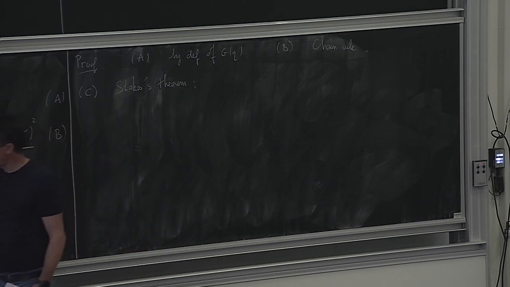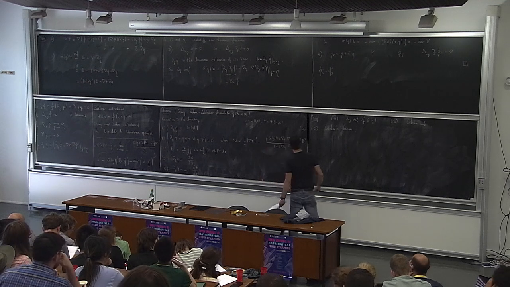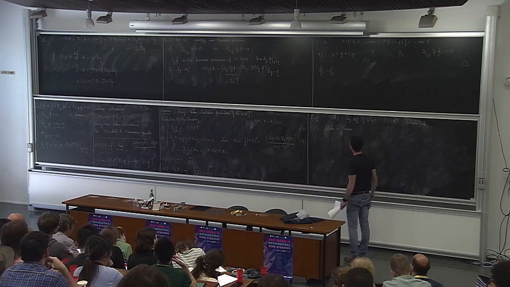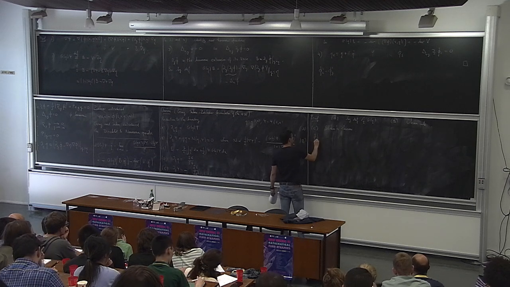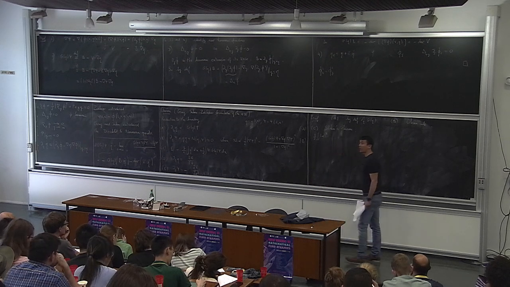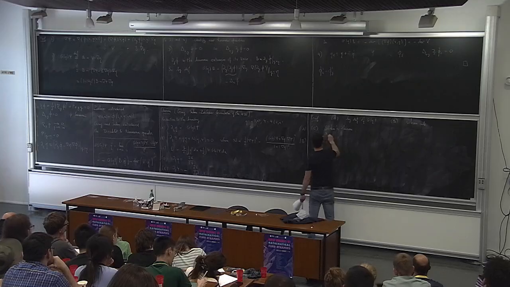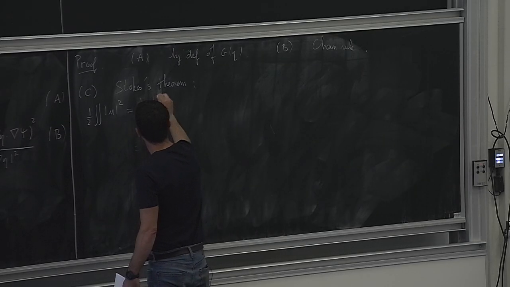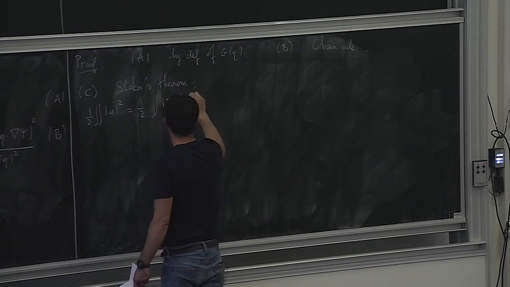For the point C, the fact that the energy can be expressed in terms of eta and psi, this is Stokes' theorem again. Indeed, we have to look at what is the kinetic energy. This is equal to the integral of gradient phi squared.